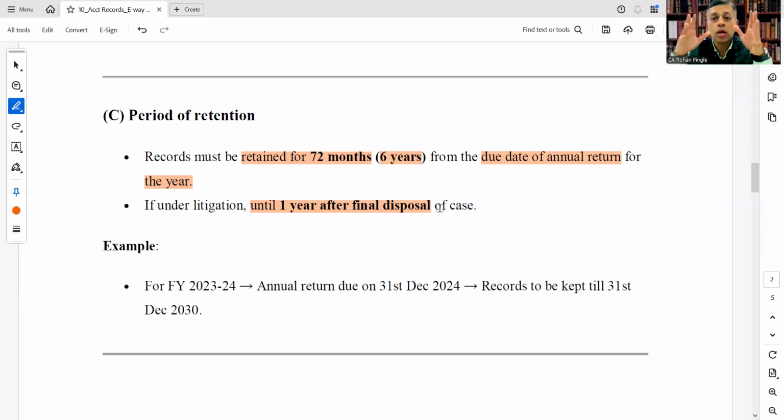Means if you are in the fifth year of a particular record and that year is under litigation, then even beyond 6 years you have to keep it, until 1 year after final disposal of the case. Example: for financial year 23-24, the annual return due date is 31st December 2024. From that date, 6 years, that is records to be kept till 31st December 2030.